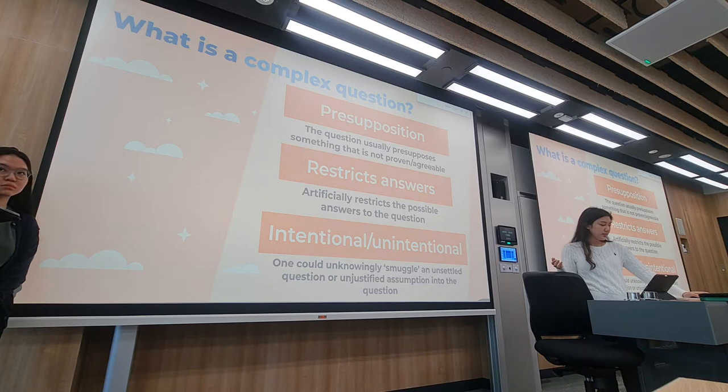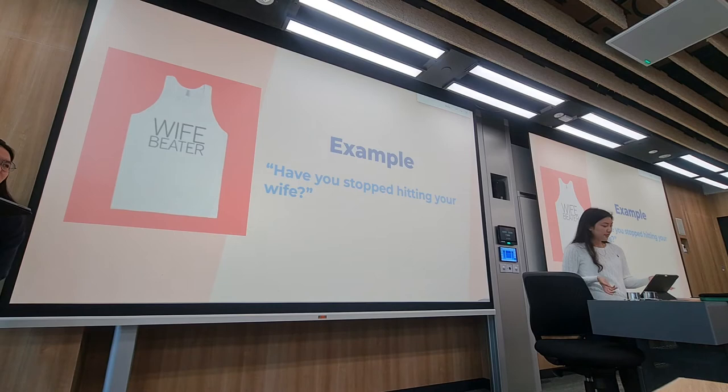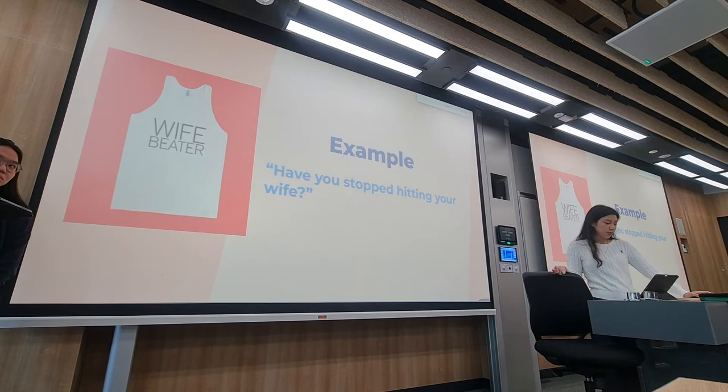It's much easier to visualize this with an example. So this is the first example. Imagine somebody asks you the question, have you stopped hitting your wife? At first glance, this might not appear to be fallacious, but if we look closer at this, then we can see how this could reflect a fallacy.